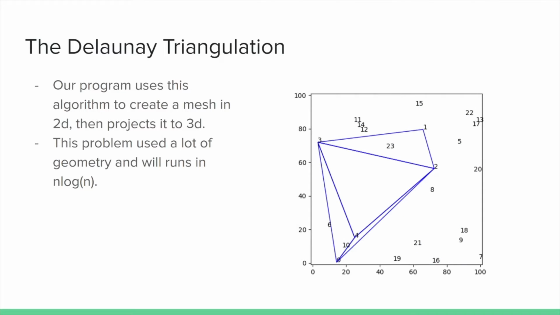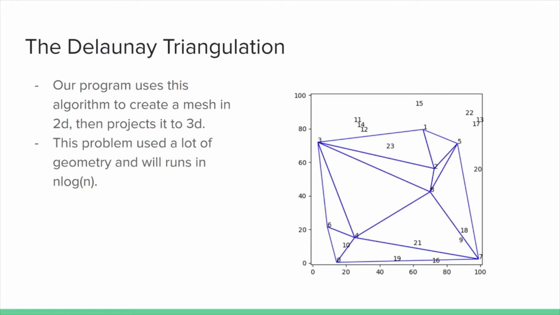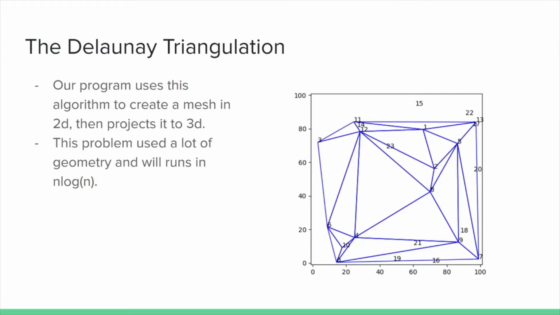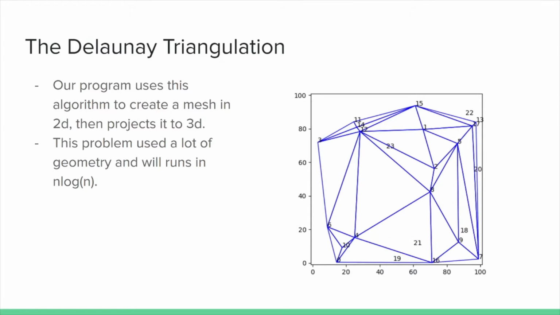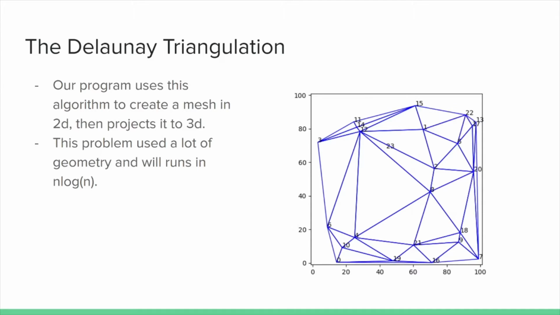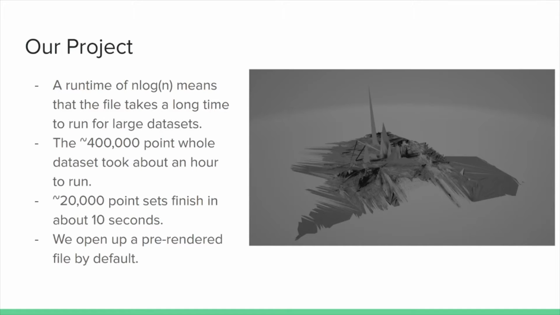It takes quite a long time, and it's an algorithm that has a lot to do with geometry, and it runs in n log n, which is not exactly ideal. Because of this long runtime, it's not necessarily suitable for very large data sizes. For example, the 400,000 points data set that generated this image here took about an hour to run. But smaller data sets finish in quite a small amount of time. And once rendered, it opens quite quickly.